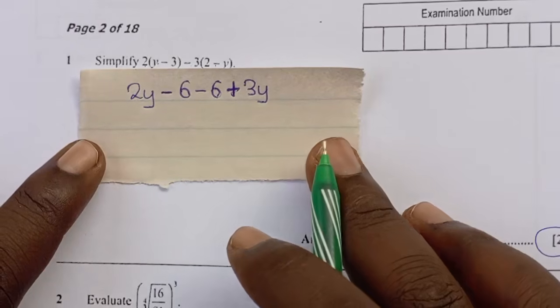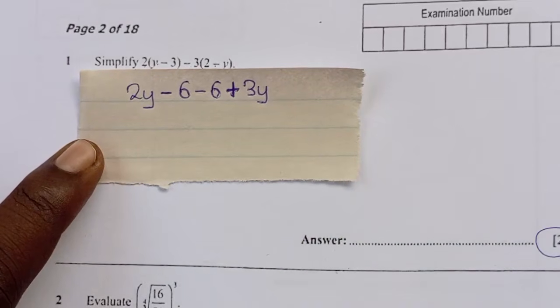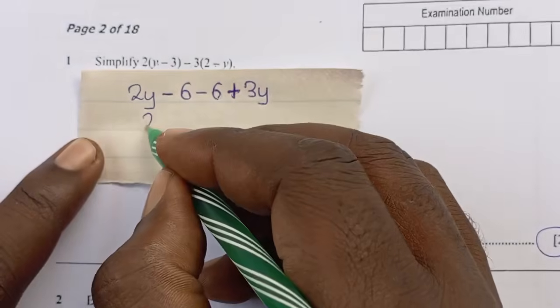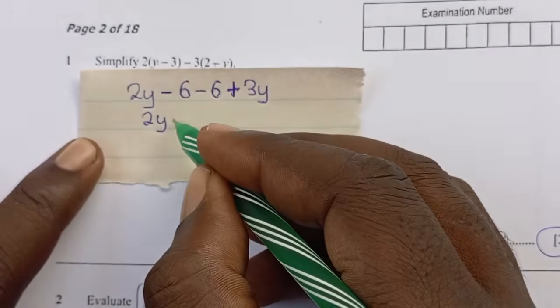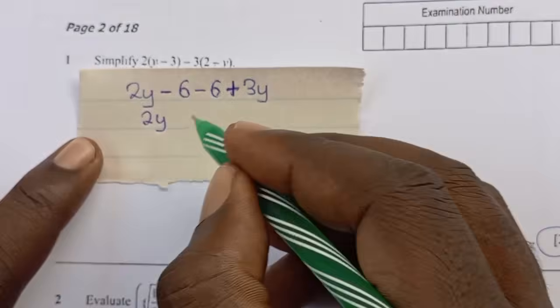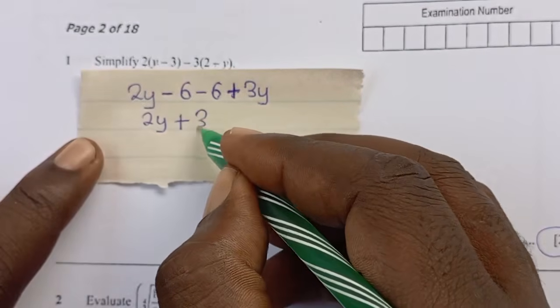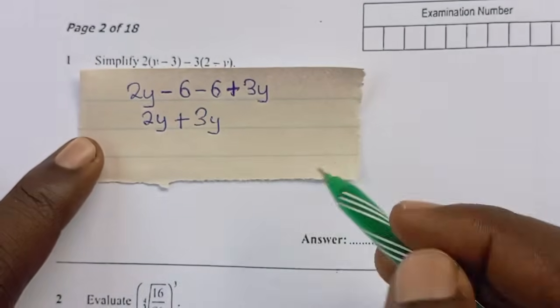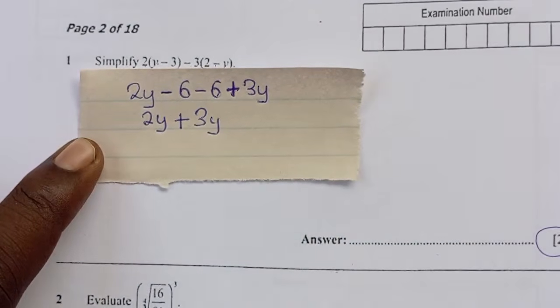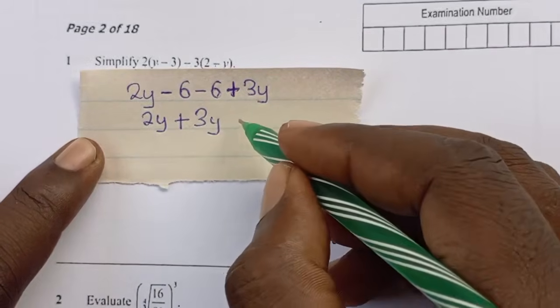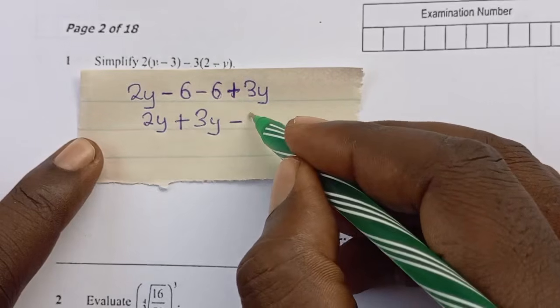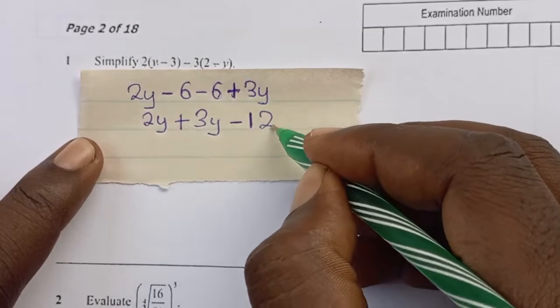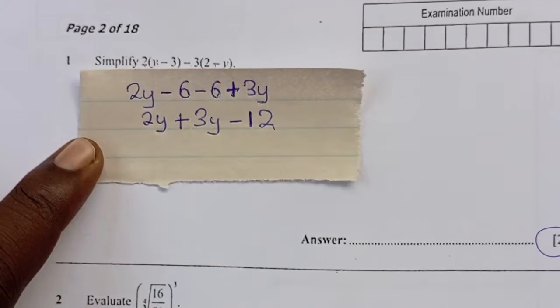The next thing we are going to do is to group the like terms. So this is 2y. Where is y? This one. Plus 3y. Then negative 6 minus 6. Remember what I have been telling you: same signs you need to add, then maintain the sign. So we just add negative 12. Add 12, maintain the sign negative.